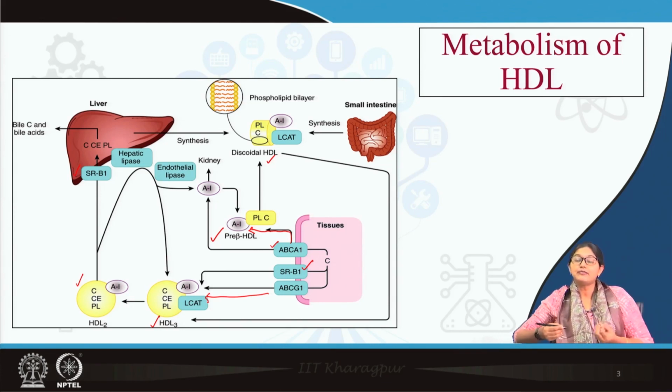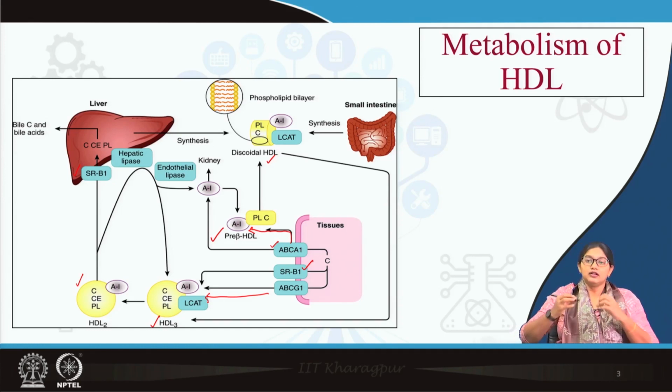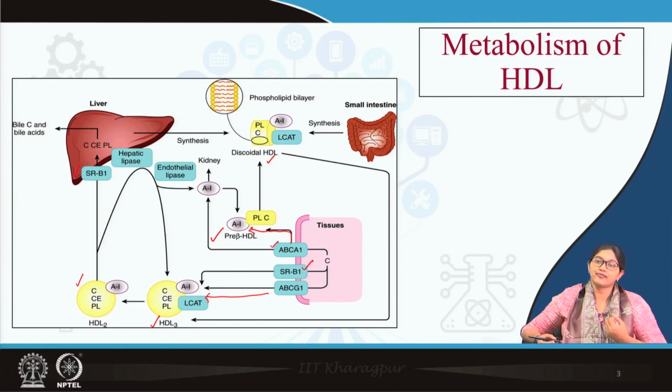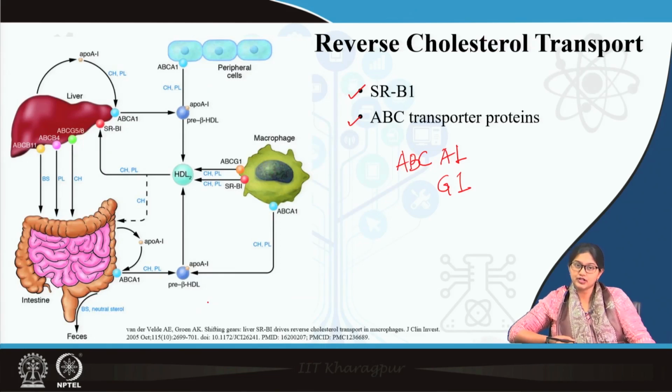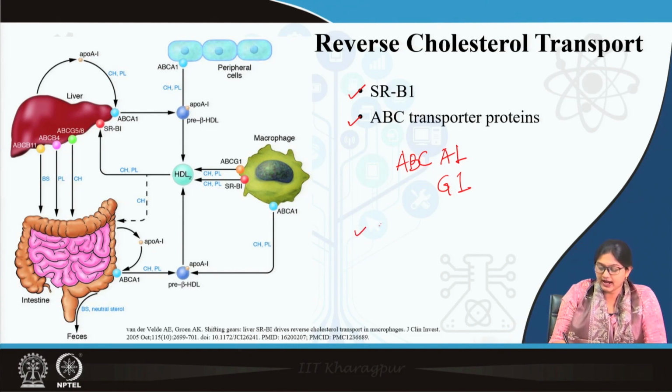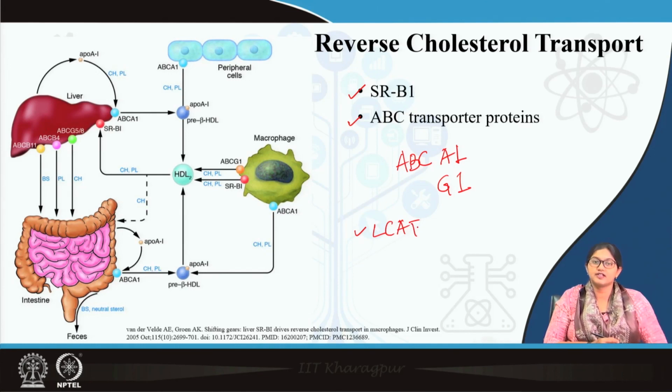You can see pre-beta HDL is a cholesterol poor, triacylglycerol depleted particle. So, it has the maximum tendency of uptake of cholesterol from the extrahepatic tissues. Then HDL3 molecules are also important for uptake of peripheral cholesterol. So, these two important receptors are important for reverse cholesterol transport. Apart from that, another enzyme, LCAT, lecithin cholesterol acyl transferase, is also important.